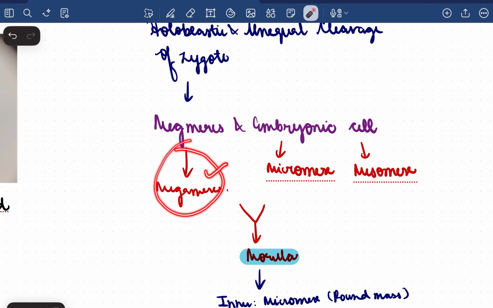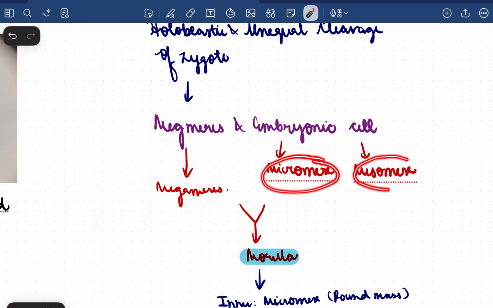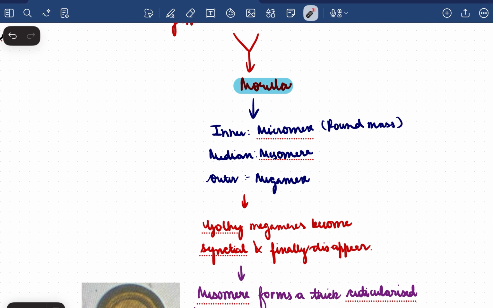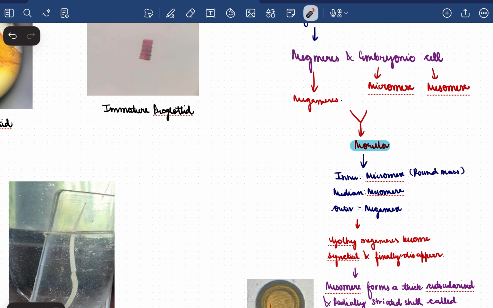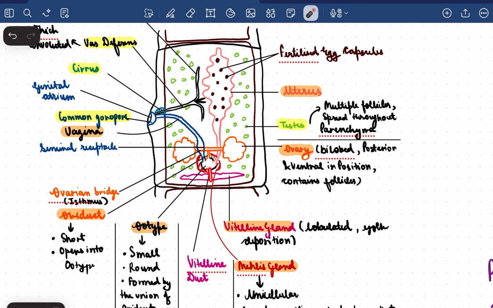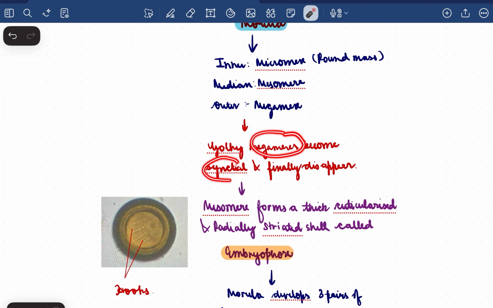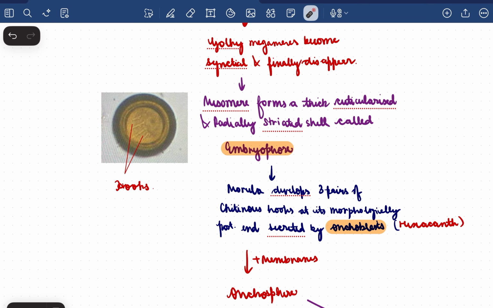Megamere will then form more megameres, whereas the embryonic cell will form one micromere and one mesomere. So now we have three types of cells: megamere, mesomere, and micromere. These will get clumped together in a micromere, mesomere, and then megamere fashion, and that is going to form a morula. So morula has inner micromeres, which are a round clumpy mass, median mesomeres, and outer megameres. The yolk cell, remember we were talking about the yolk cell over here, is going to transfer its yolk to the megamere, and now the megamere will form a syncytial yolky fatty layer, which is going to nourish the forming morula.